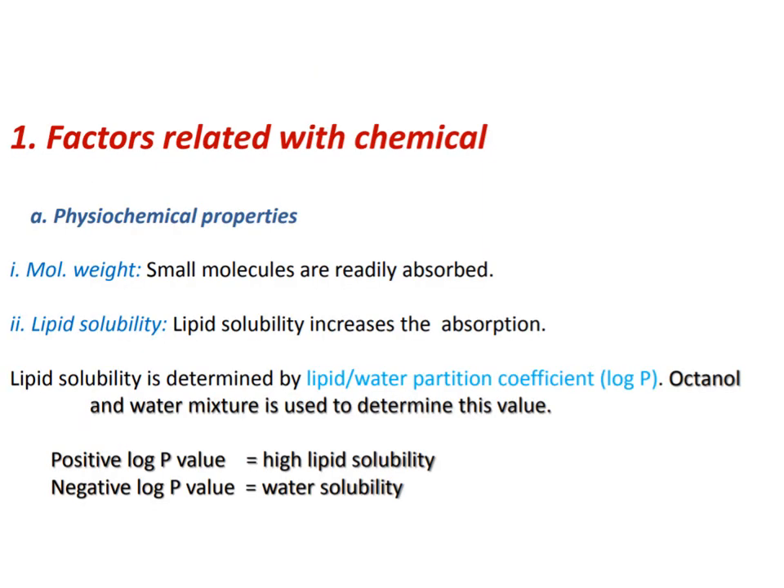Let us first take up the factors related to the chemicals. The first one is the physicochemical properties, and there are three main properties that play an important role. One is the molecular weight. If it is small in size, it is readily absorbed. Somewhere around a 600 Dalton molecule, even if it is hydrophilic, will be absorbed. Hydrophobic ones would definitely be absorbed because hydrophobic substances are readily absorbable. Lipid solubility plays a very important role.